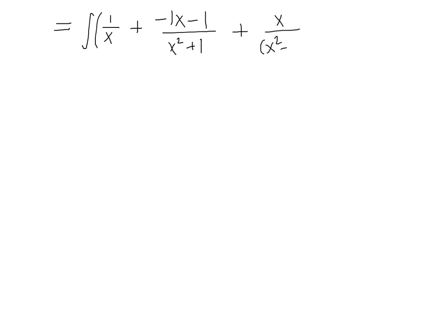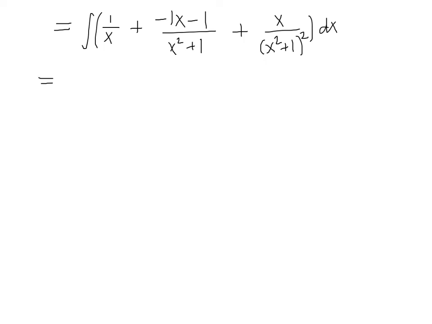Now that we know all the values of our coefficients, our original integral becomes the integral of 1 over x, so plugging in a, plus -1x minus 1 all over x squared plus 1, plus x over x squared plus 1, the quantity squared, dx.